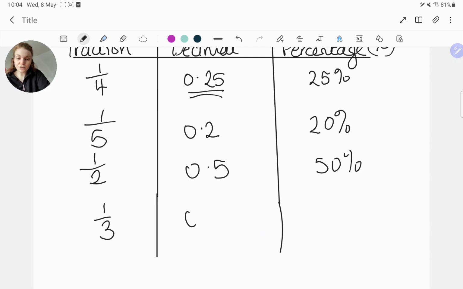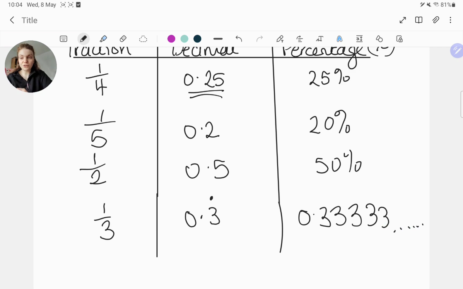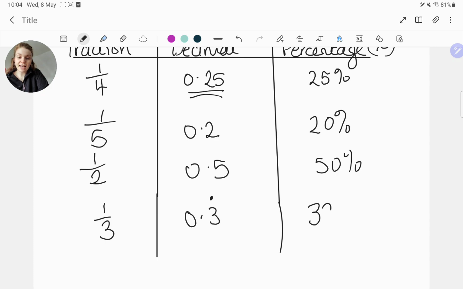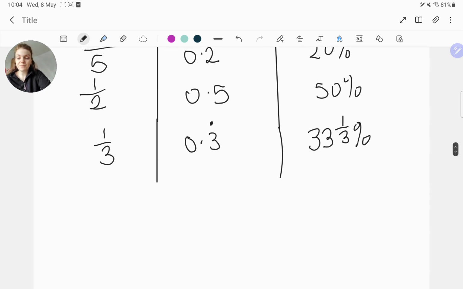So 1/3 is going to be 0.3 recurring. Okay, so it's recurring, which means it looks like this. So it goes on and on and on, an infinite amount, and that means it recurs. So 0.3, a little dot above it, means the 3 is recurring. And as a percent, we can write that as 33 1/3%, okay?